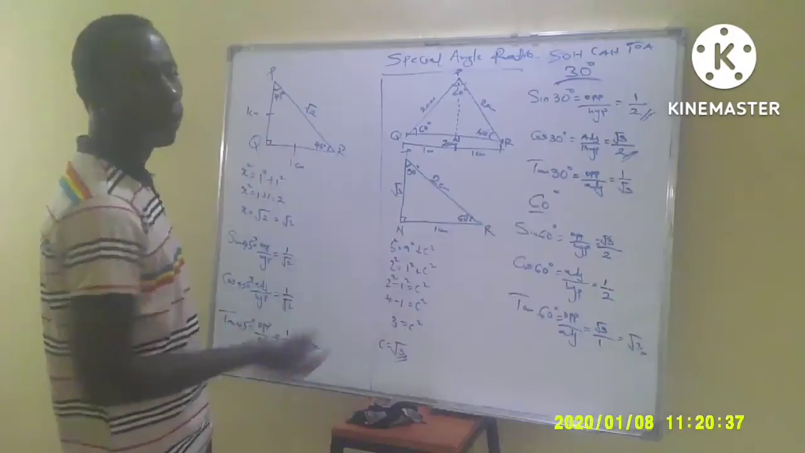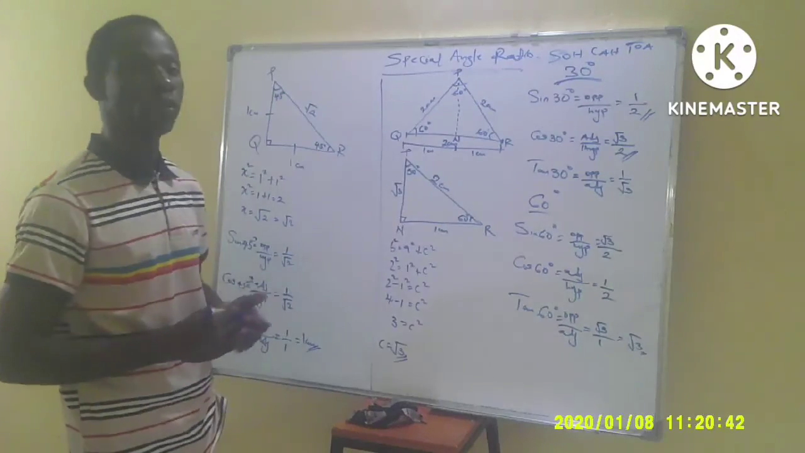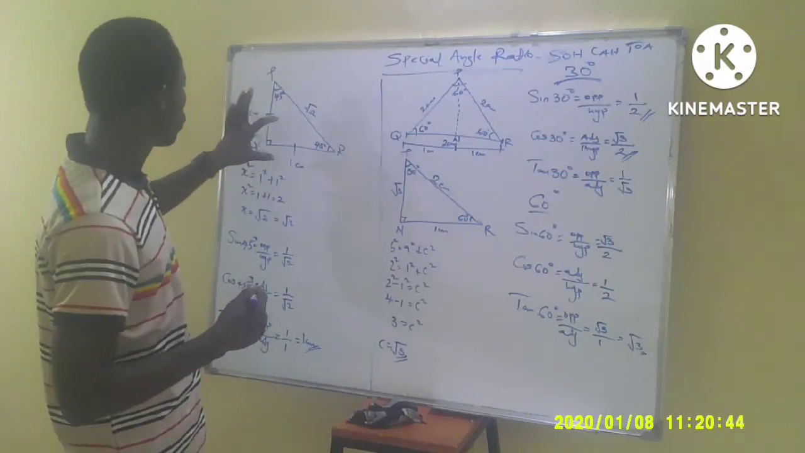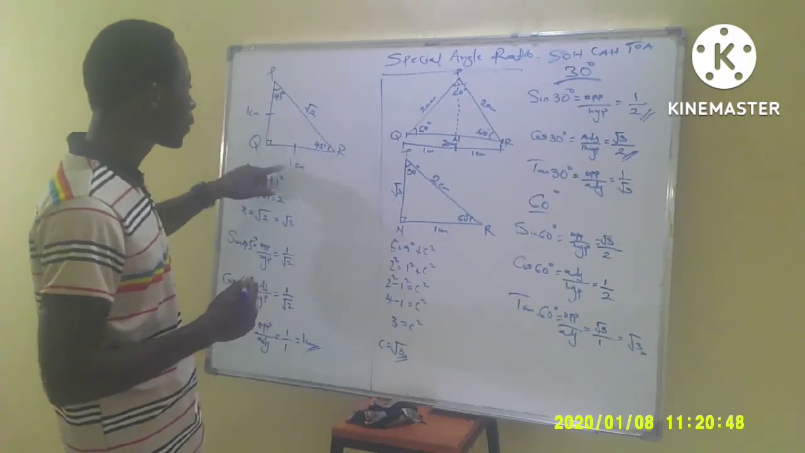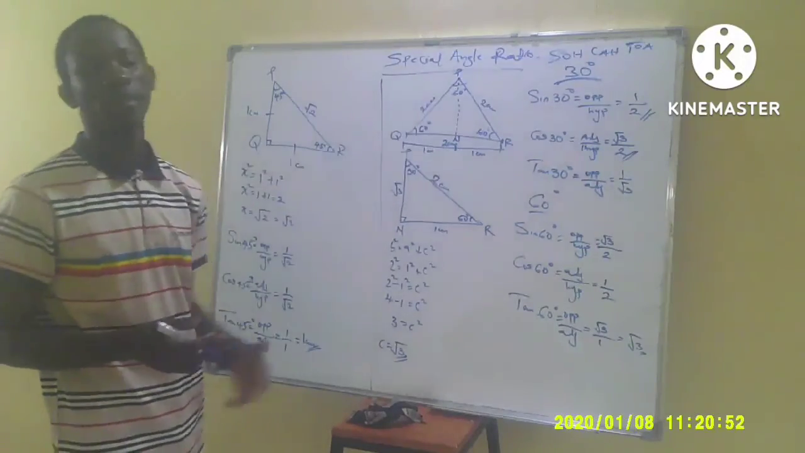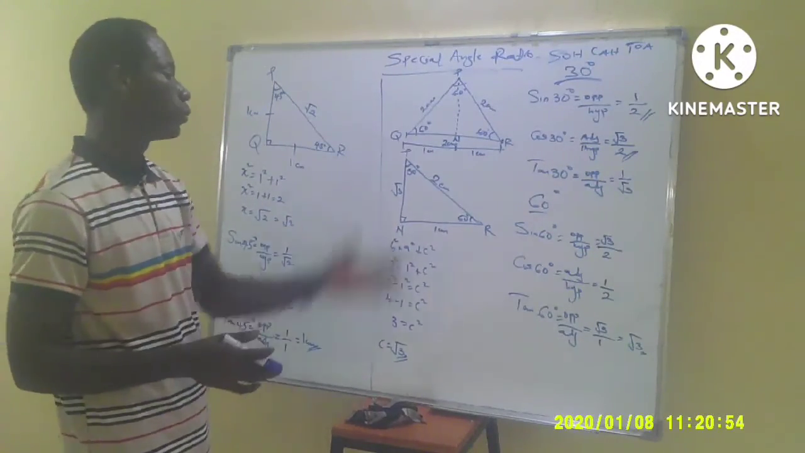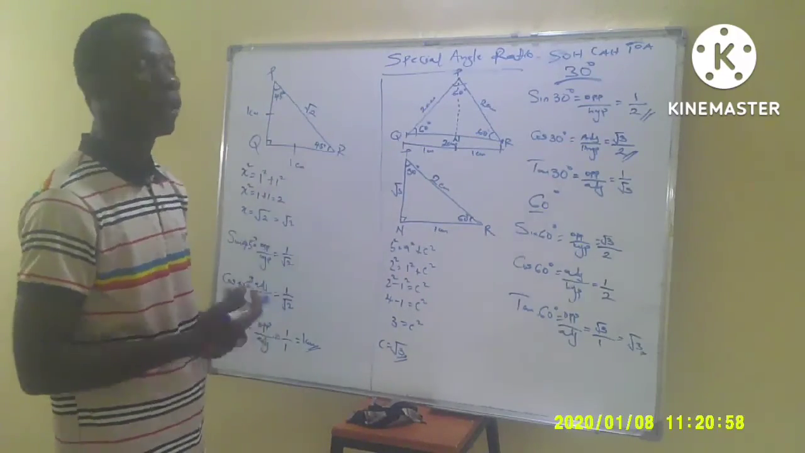These are things for when you are going to the exam board, in case you don't have a calculator or you are told not to use a calculator. Just know how to deduce these angles. This is an isosceles triangle. The two sides are equal, 1 centimeter, 1 centimeter, root 2. Then you know how to draw this equilateral triangle. All the angles are 60 degrees. Then you start proving it. Understand the basic principle so that you get your answers.